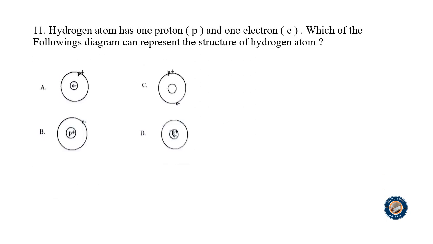Question number 11. Hydrogen atom has one proton and one electron. Which of the following diagrams can represent the structure of hydrogen atom?